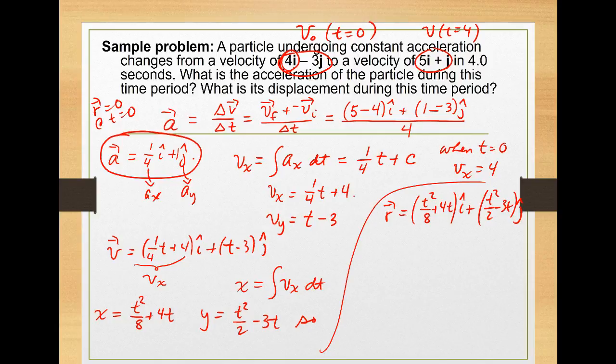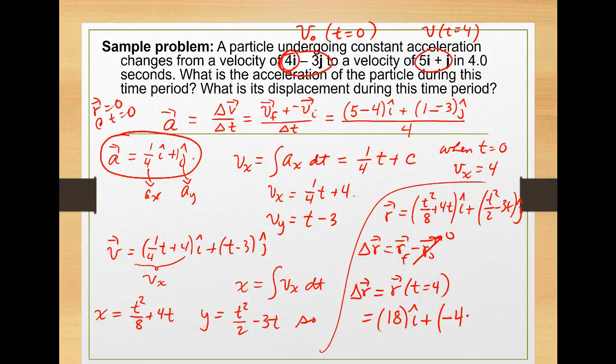Okay, so because delta r is going to be r final minus r initial, and we're going to say that r initial is 0, so the displacement delta r is going to be basically r of t equals 4. And that is going to be equal to 4 squared is 16 over 8 is 2, plus another 16 is 18 i hat, and then 4 squared over 2 is going to be 8, and minus 12 is going to be negative 4 j hat. So that is the final answer for this.